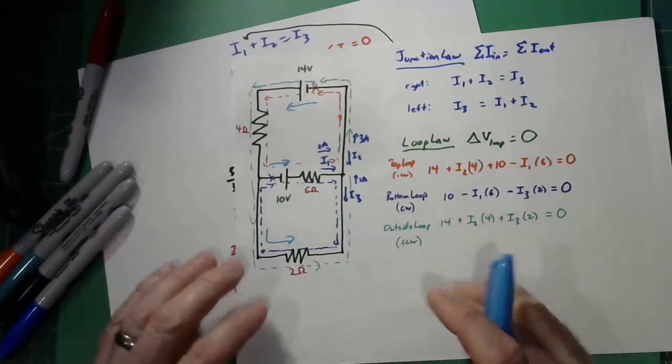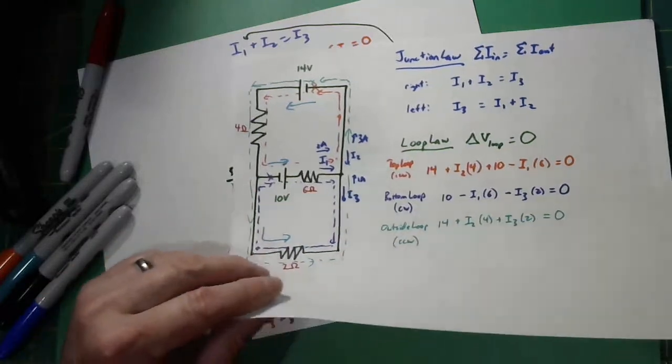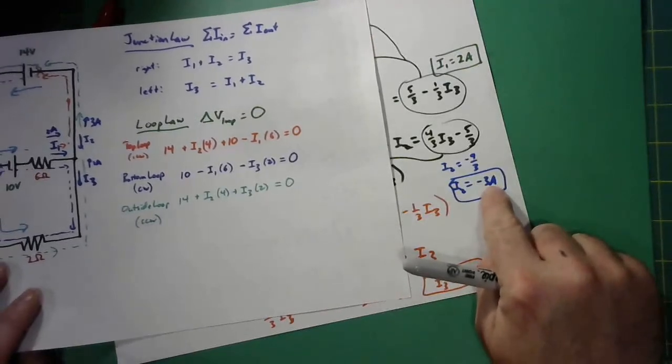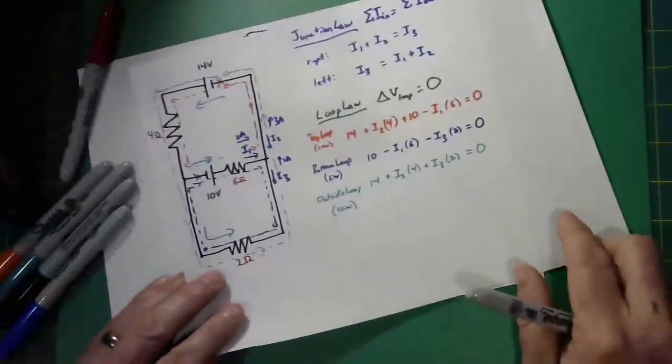Again, not a big deal if you assign a direction the wrong way. You'll know at the end of the problem when you get negatives on your currents that, oh, the direction was just the other way. But the magnitudes are right. They really are 3 amps and 1 amp just going the other way.